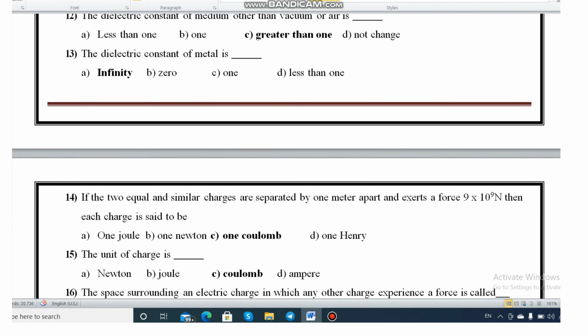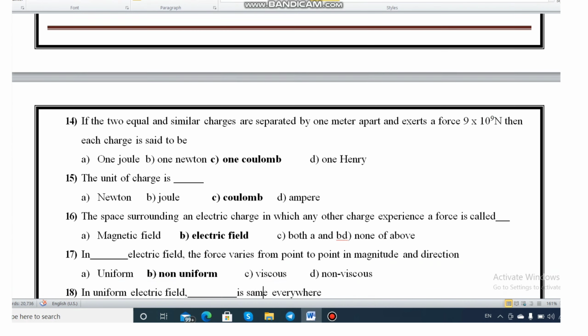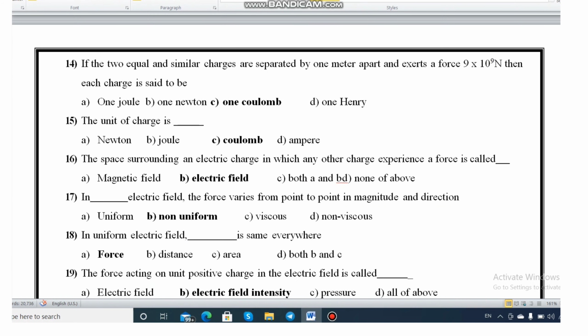If two equal and similar charges are separated by 1 meter and exert a force of 9 into 10 raised to 9 Newton, then each charge is said to be 1 coulomb. The unit of charge is coulomb.